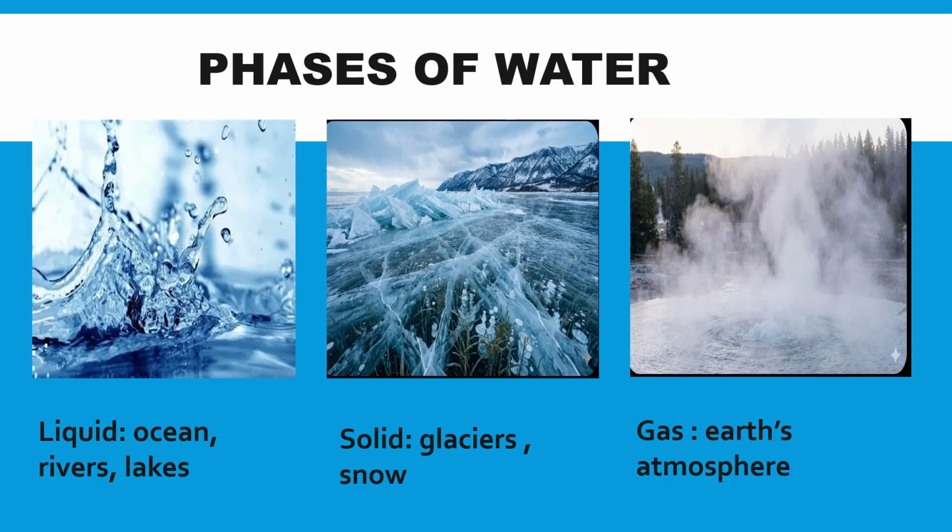There are three phases of water. First is liquid, like in oceans, rivers, lakes. Second is solid, like in glaciers, snow, the North Pole or South Pole. Third is gas, which is present in Earth's atmosphere.